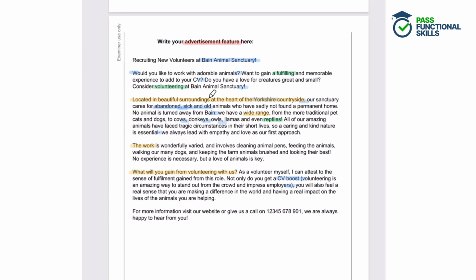So in this answer, we have some quite good formatting features. We've got a heading at the top there, and we've got some contact details at the bottom. These are quite key. Because we are advertising a job, we need to make sure that people know where to find further information and apply. So make sure you're thinking carefully about what the reader will need to gain from the text.